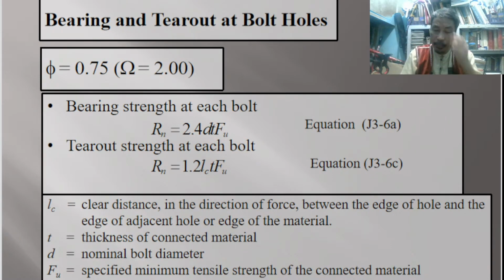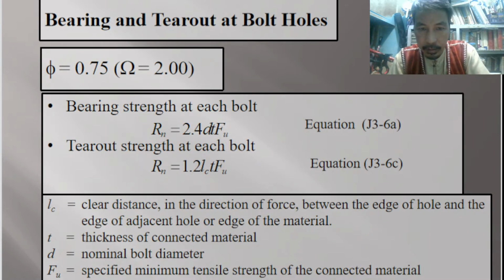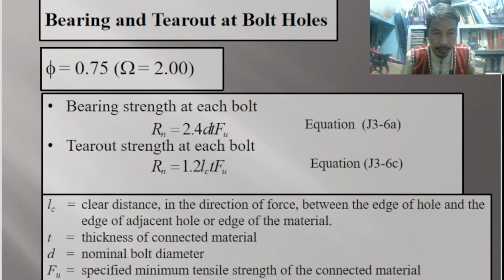For tear out strength at each bolt, Rn is equal to 1.2 Lc t Fu. So both are multiplied by Fu, and d t is the area, multiplied by 2.4. If we are going to tear out, that is 1.2, corresponding to equation J3-6c. What do you mean now by Lc? This is the clear distance between the edge of the hole and the edge of the adjacent hole. Hole to hole, but we are not looking at the center to center distance, but the edge to edge distance of the hole, of the material. Again, Fu is the tensile strength.